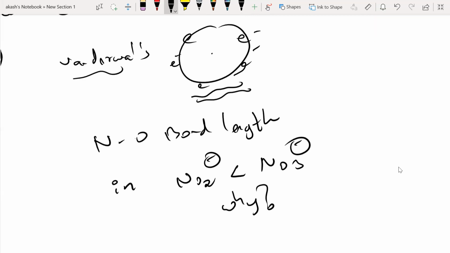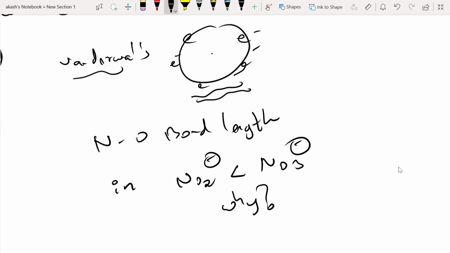Sir, I'm from group 4. Can I try, sir? You belong to group 1? Group 4, sir. Yes, please try. Please tell me. Sir, in NO2, there is one single bond and one double bond. Okay. In NO3, there are 2 single bonds and 1 double bond.